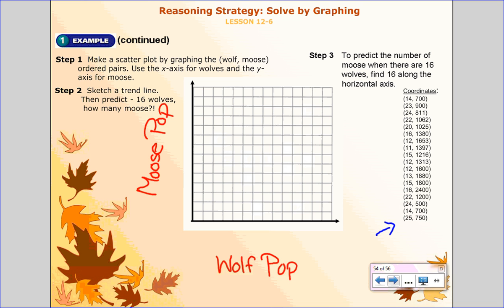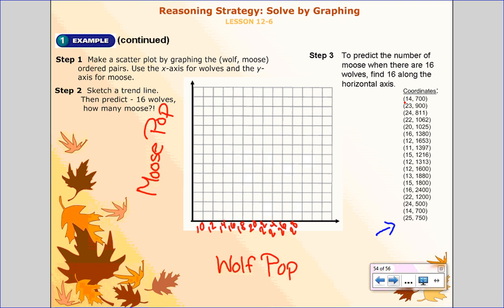All right, and I'm going to label my points. X is always the first one, so it goes from about 14 all the way up to 25. Maybe I want to go by twos. So 10, 12, 14, 16, 18, 20, 22, 24, 26, I could keep going, 28. But I don't think I have to go any further. There we go. So that's my wolf population piece.